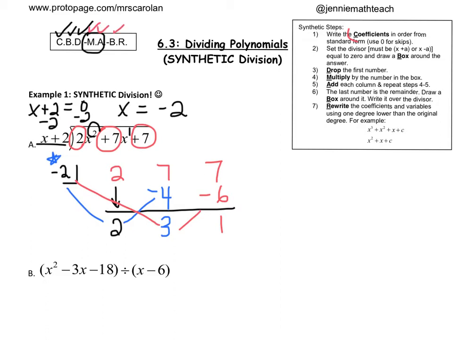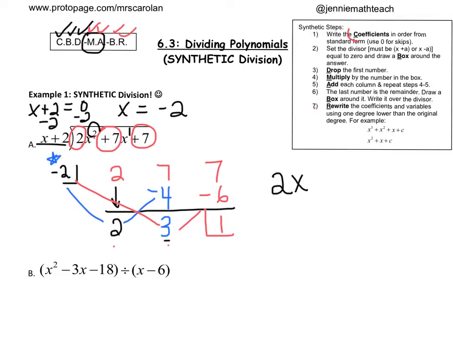Now we'll draw a box around the last number. That's our remainder. And the final step, step 7, is to rewrite the new coefficients using the variables with 1 degree less than what we started. So since our first degree was x to the second, we are going to rewrite these numbers as coefficients. So we'll write the 2, and instead of writing x squared next to it, we're just going to write x to the first, or x.